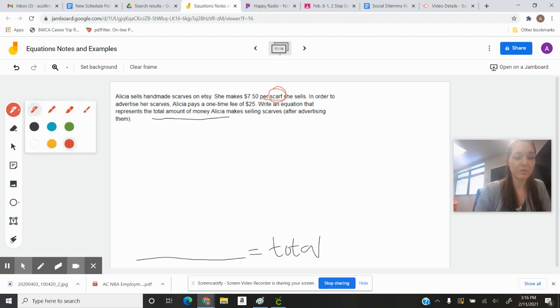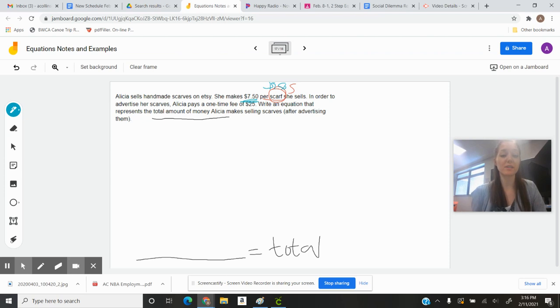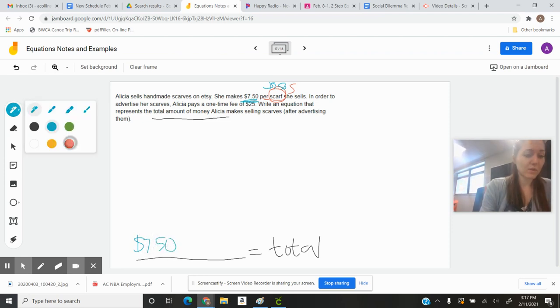I'm just going to shorten that up to S. I'll put it right there. The coefficient would be the thing attached to the variable, and in this case, it's the price, $7.50. So if she sold 10 scarves, I would take 10 times 7.50 to figure out how much she made. If she sold 15 scarves, I would take 15 times 7.50 to figure out how much she made. So that tells me I'm probably going to have this 7.50 multiplied by the number of scarves, or S, somewhere in my equation.